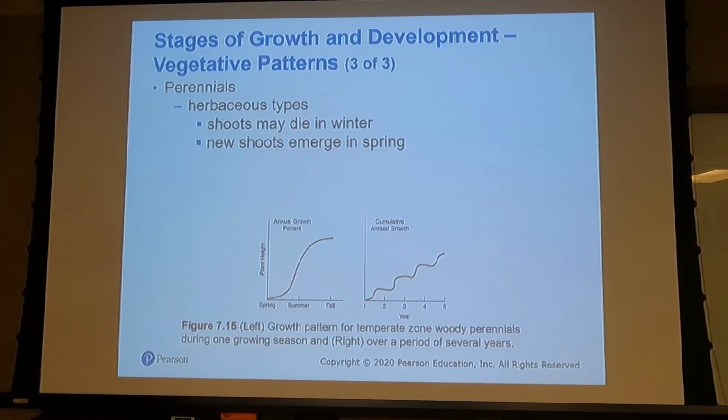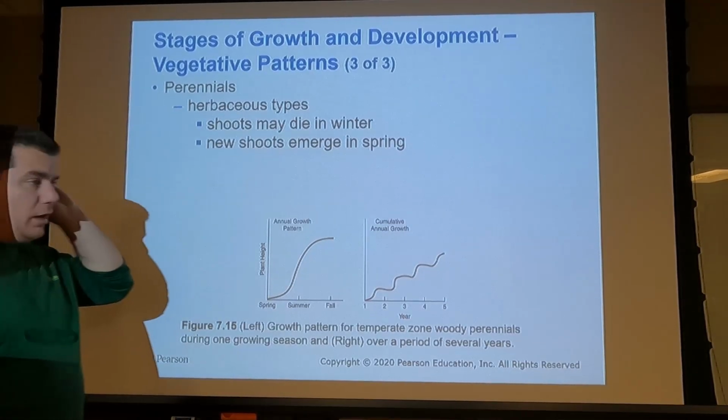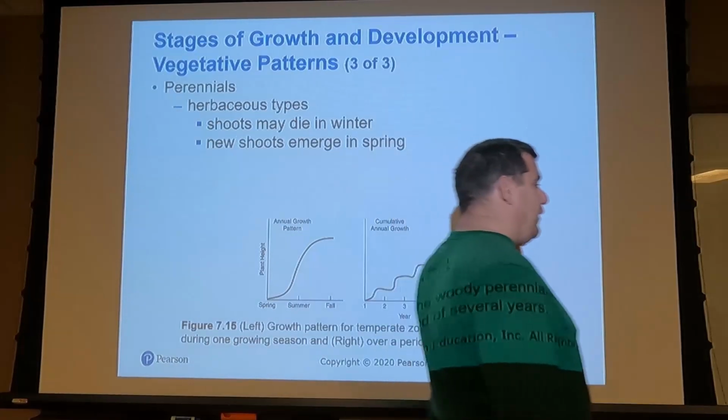Perennials are just going to continue to grow. Each year they are going to come back. The shoots may die in the winter, but new shoots will emerge in the springtime.